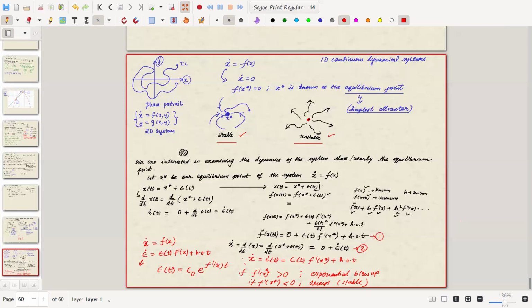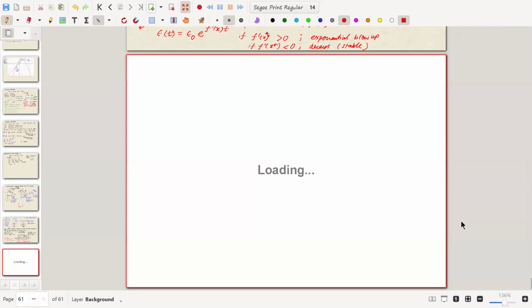Remember? The modulus of f prime of x star, evaluated at x star, is less than 1 in your 1D map for it to be stable. And if it is greater than 1, it is unstable. But for your continuous map, what we learned from this derivation is this.